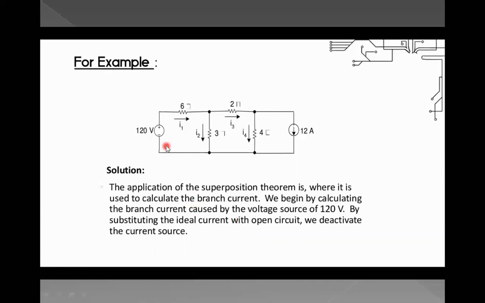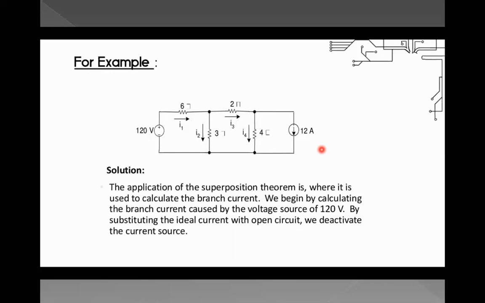So we can see this is a voltage source of 120 volts. This is a 6 ohm resistance, 3 ohm resistance, 2 ohm resistance, 4 ohm resistance. The current in this particular branch we have taken as I1, here I2, this is I3, this is I4, and this is a current source with a value of 12 amps. This can be called an application of the superposition theorem, where it is used to calculate the branch current.